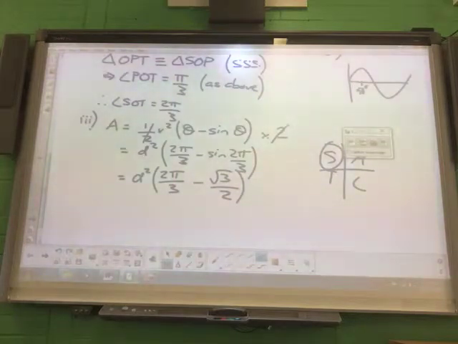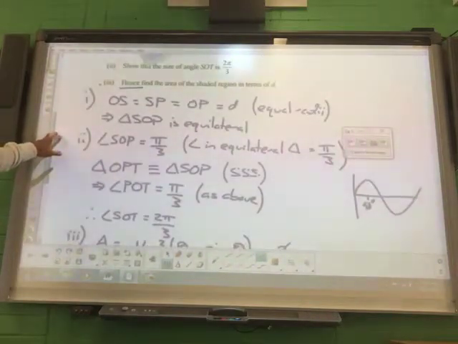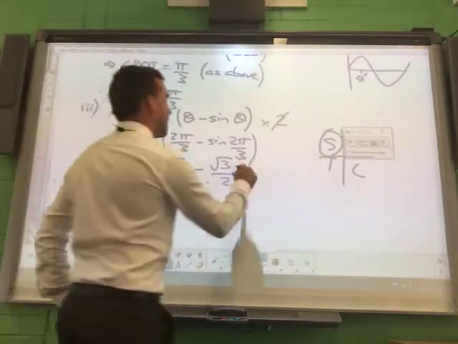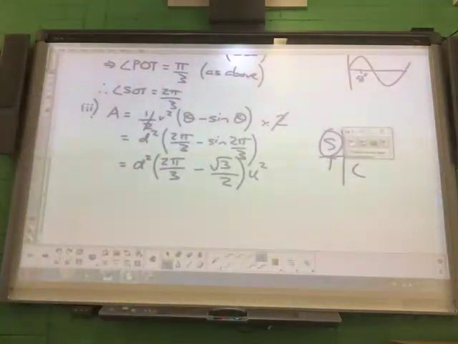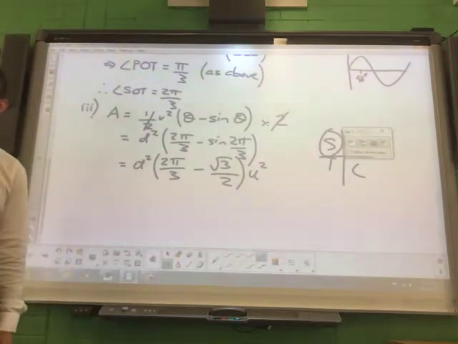Root 3 on 2. And that'll do. No point expanding out. So that'll do. In terms of d, find the area. This could be one of those questions where they're allocating the mark for your units. If you don't include those units, that could be where you lose your mark. So make sure you have those included. Not a bad 5 marks though.